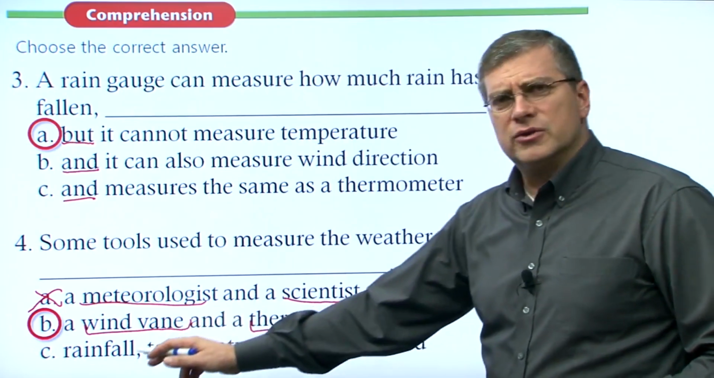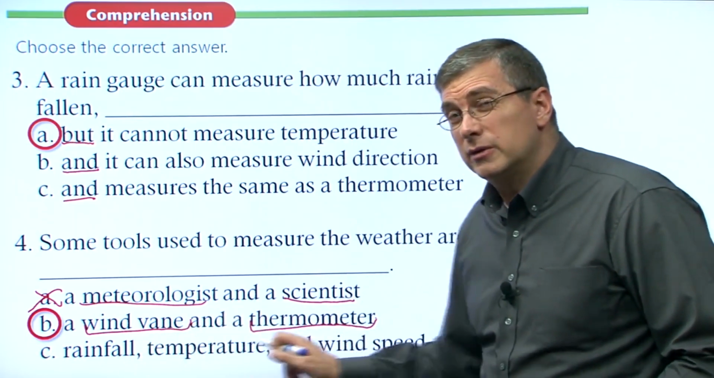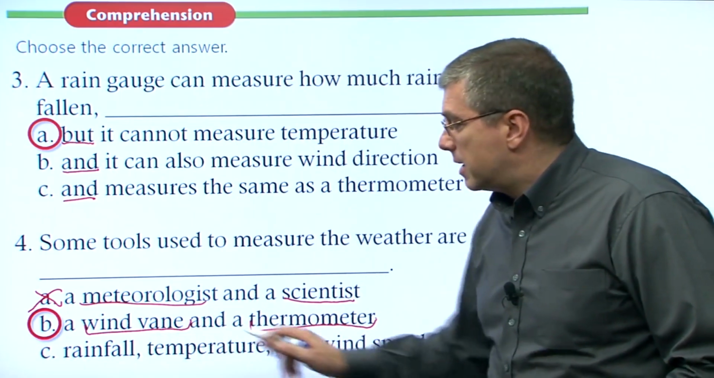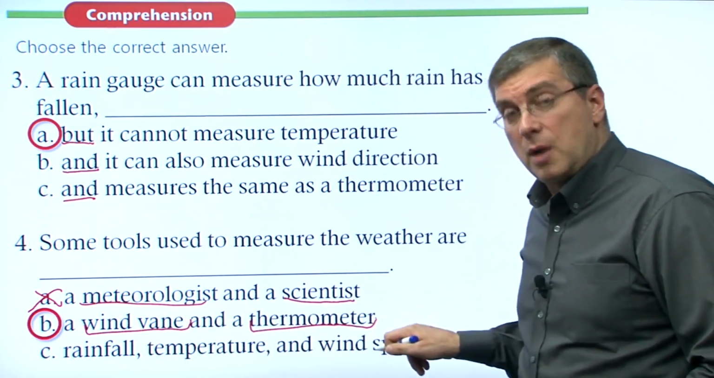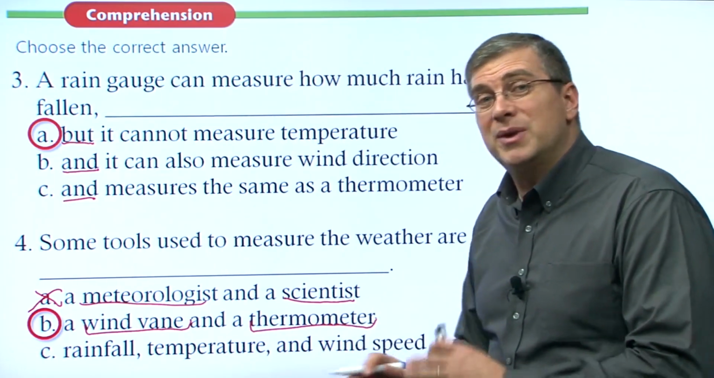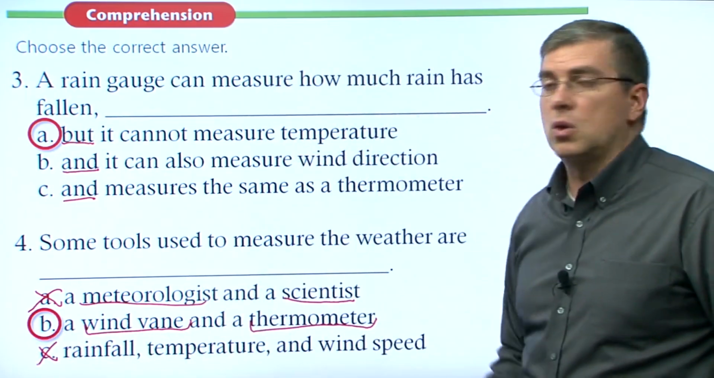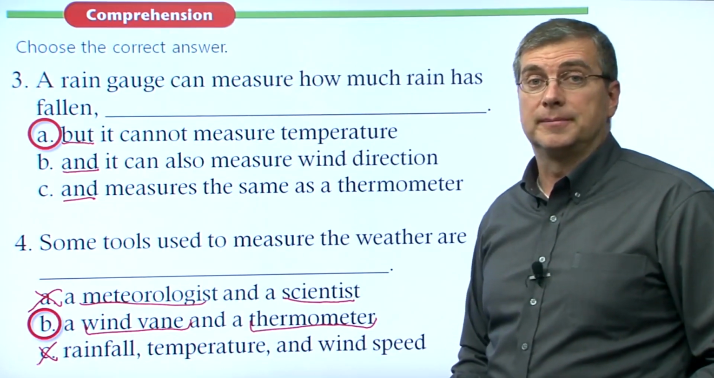C, we use rainfall, temperature, and wind speed. Are these tools? They're not tools. They're things that we measure about the weather. They're things about the weather that we do measure, but they are not tools, so they can't be the right answer either. B, of course, is our correct answer.